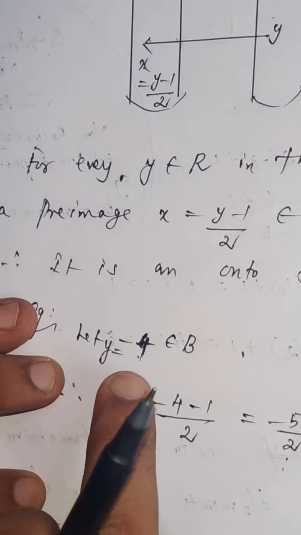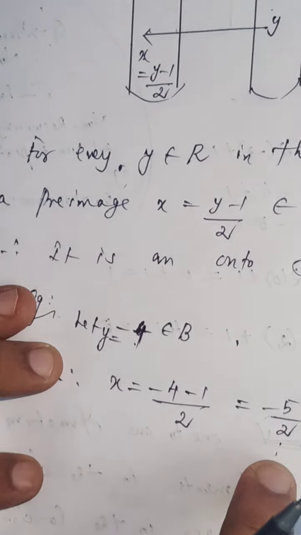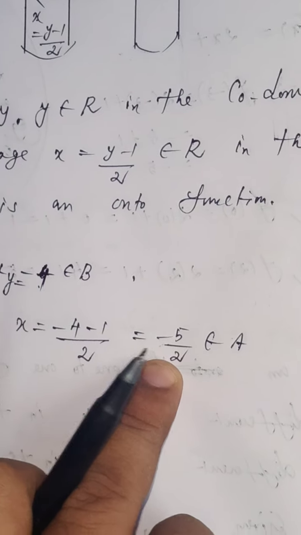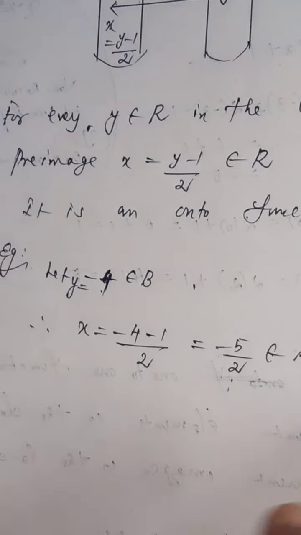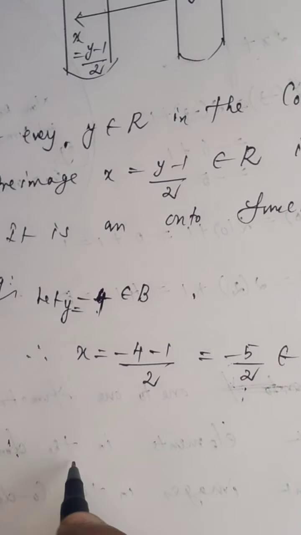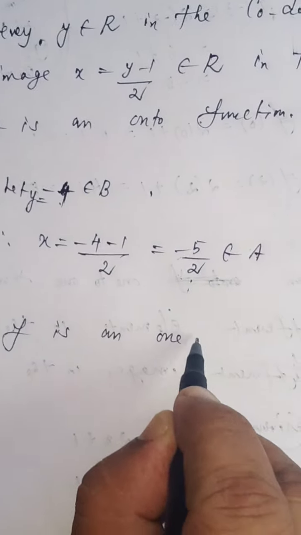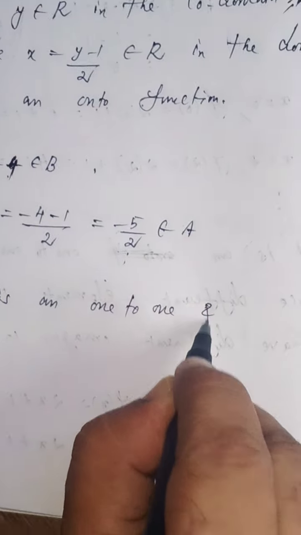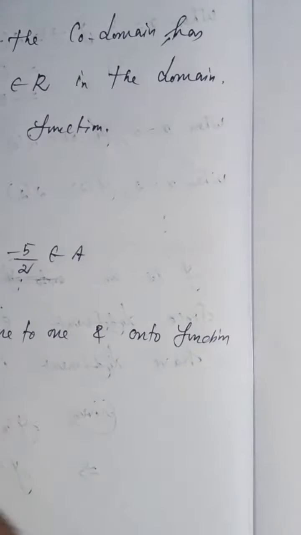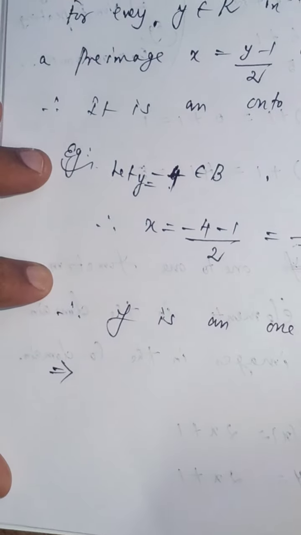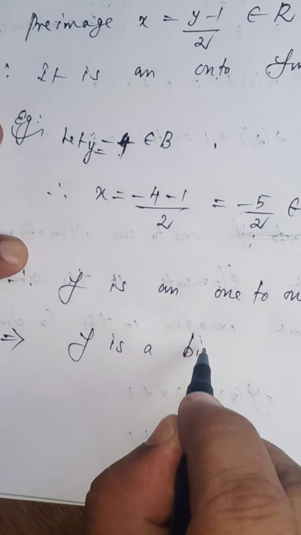So for each and every real number in the codomain there must be a pre-image in the domain. Therefore, f is a one-to-one and onto function. Together we can say one-to-one and onto means f is a bijective function.